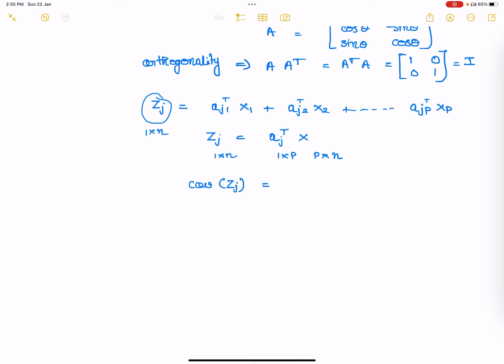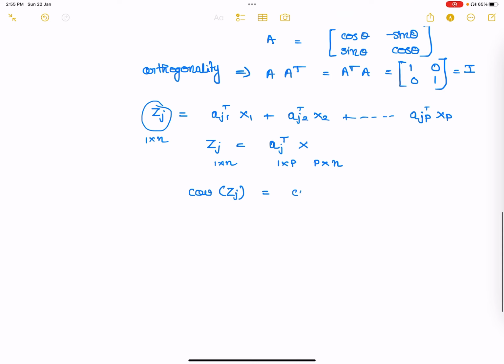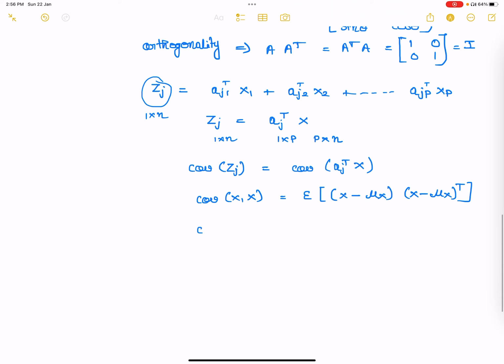For that, what we will do? This will be nothing but the covariance of Aj transpose X. No problem in this. Now, what is the definition of covariance of X? Covariance of X comma X, actually it is covariance of Zj comma Zj. That is nothing but E of, in matrix algebra, X minus mu X into X minus mu X transpose, because we are dealing with matrices. But in ordinary statistics, this transpose will not come. It will be X minus mu X into X minus mu X. That's all.